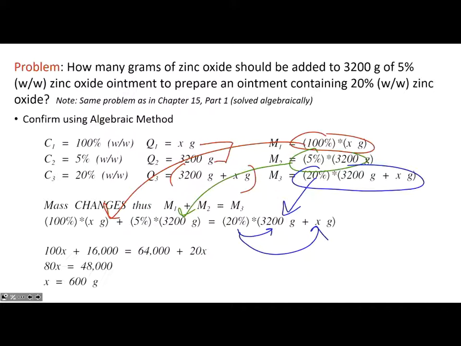Next class we'll go a little further. We're going to keep practicing with this alligation alternative, but how many ingredients have we been mixing in all of these questions? 2. What happens when you add 3? Be ready for the next class, all right? So we'll expand on our same alligation thing, but we'll add 3 ingredients, and we'll do review.